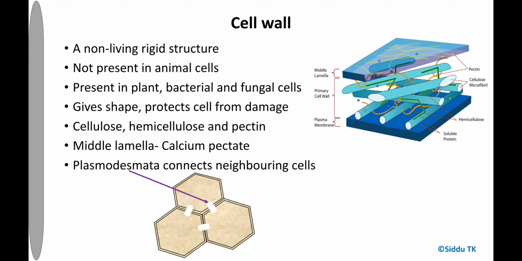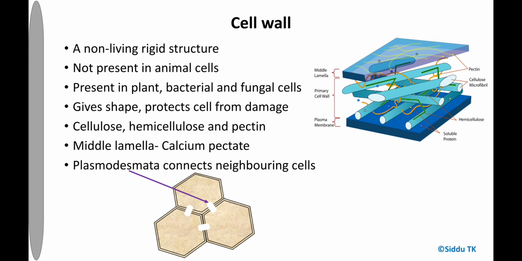The layer that connects two cell walls is called the middle lamella. The middle lamella is mainly made up of calcium pectate. A specialized channel will be present between two neighboring plant cells. These are called plasmodesmata.